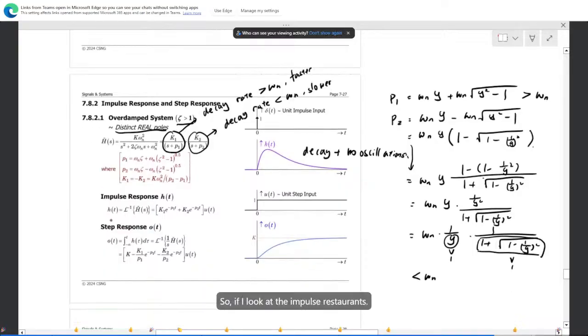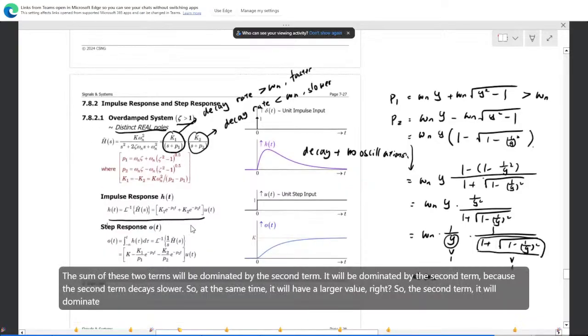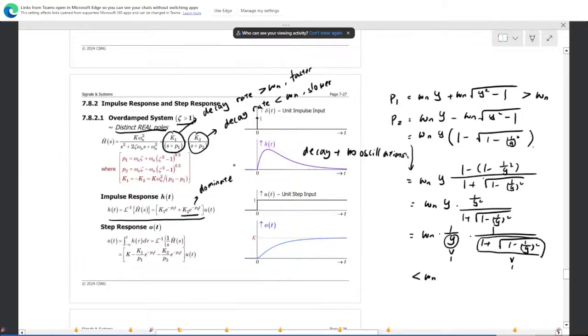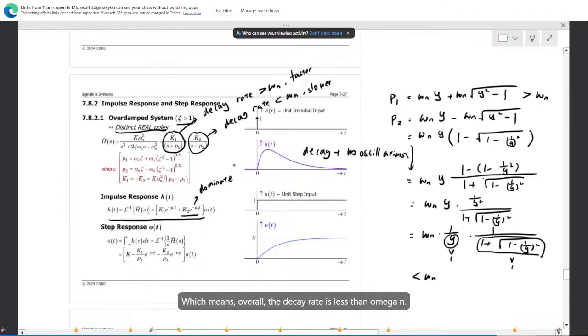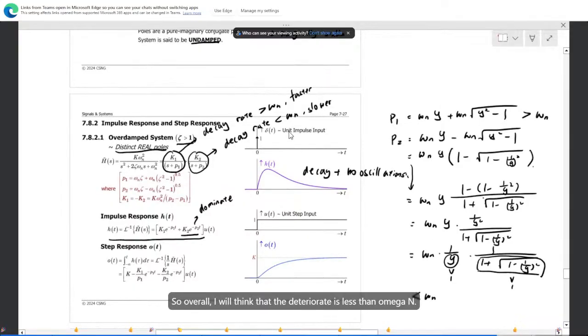So it means the first term decays faster, the second term decays slower. So if I look at the impulse response, the sum of these two terms will be dominated by the second term, because the second term decays slower. At the same time, it will have a larger value, right? So the second term will dominate, which means overall the decay rate is less than omega n. Does it make sense? So overall, I will think the decay rate is less than omega n because the sum will be dominated by the second term.